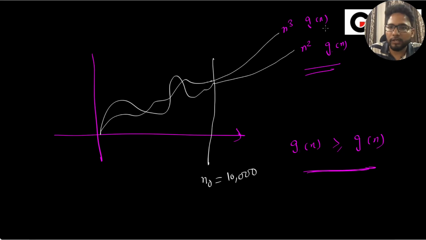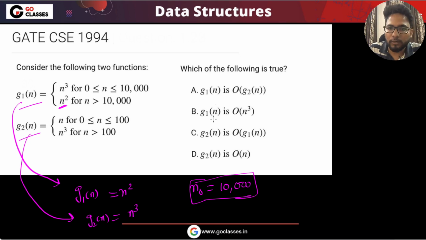I hope you got it. So this is g2, this is g1. So you will say g2 is greater than or equal to g1n, meaning g2 should be in the big O, right? So yes, A is true. Very easy question. This is just a piecewise function to confuse you.